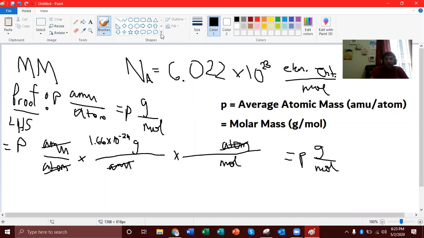And here, based on Avogadro's number, we know that there's 6.022 times 10 to the 23rd atoms per mole. And essentially, that means if we multiply these out, this won't just be P grams per mole, this will be P grams per mole times 1.66 times 10 to the negative 24 times 6.022 times 10 to the 23rd.